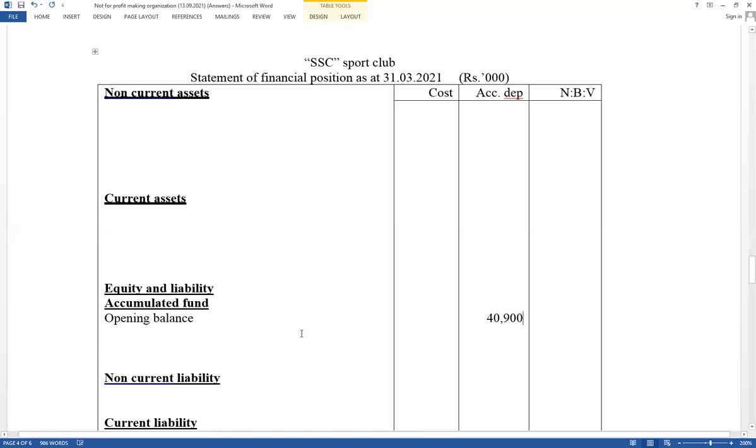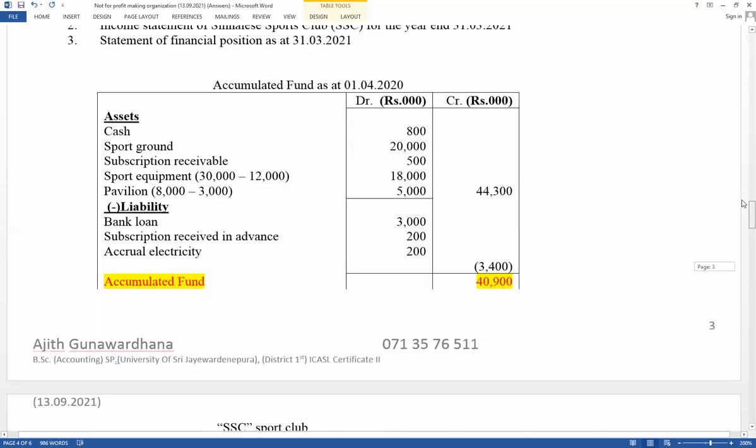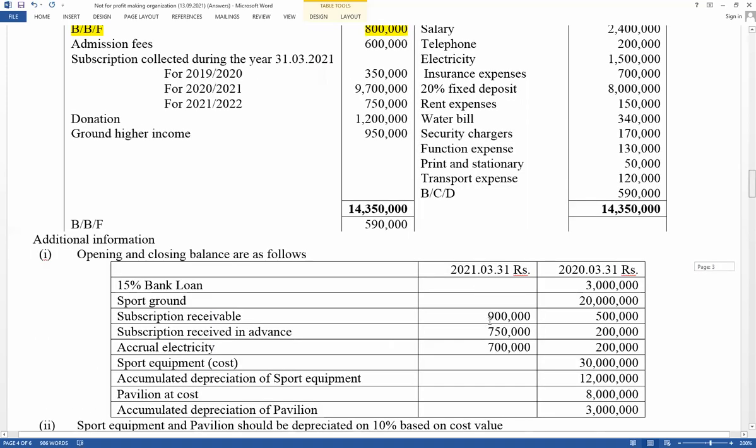Then profit should be added here. Profit equal surplus. If there is a profit, the surplus should be added. If there is a loss, the deficit should be deducted. Then the closing balance can be calculated. This is how to find the opening balance. Right now, if closing balance is given, all the closing balances should be recorded in the financial position.